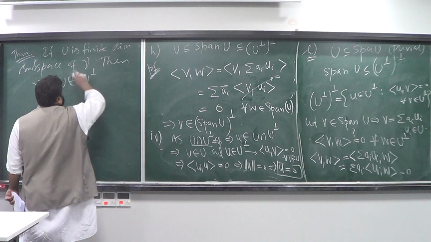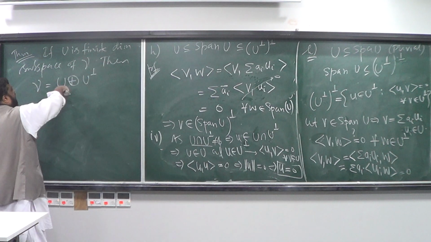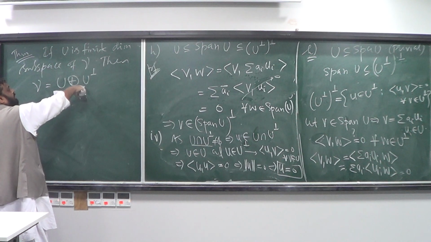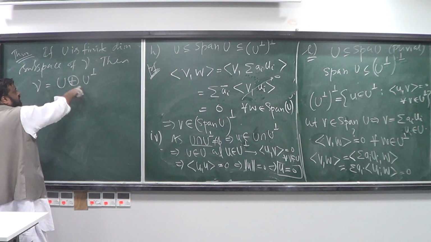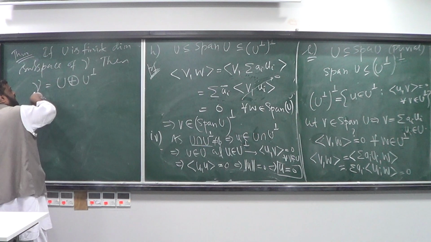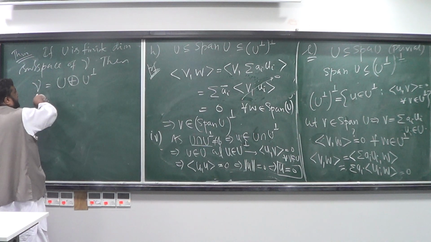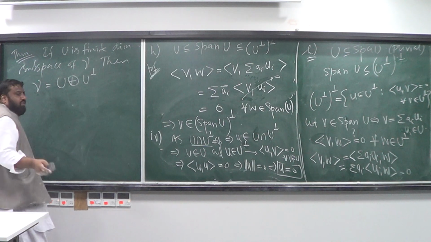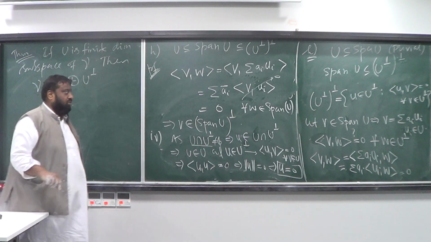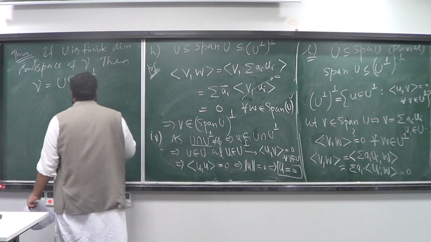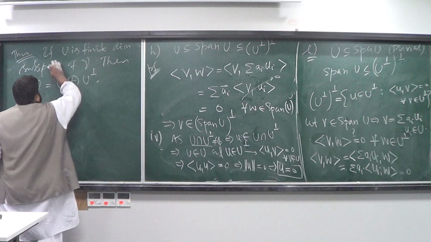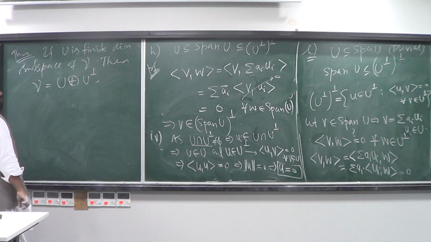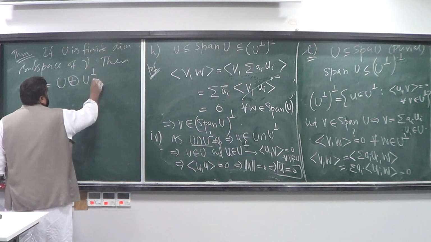In case V is infinite dimensional, if U is finite dimensional, obviously U perp is going to be infinite dimensional, so that their sum should be infinite. But in case of finite dimension, we also have what you call the eigenvalue theorem actually, so you can also talk about their dimensions. Anyway, so if U is a finite dimensional subspace of V, then V can be written as the direct sum of U and its U perp.